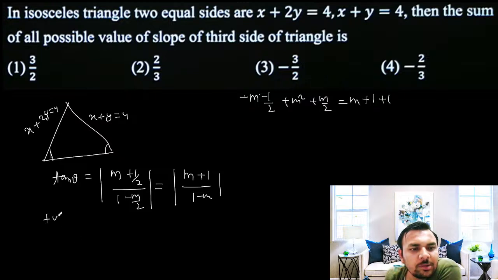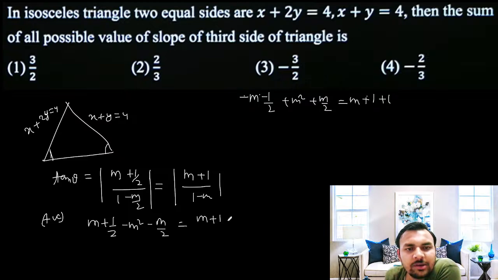So we'll open with the positive sign. So it is m plus 1 by 2 minus m square minus m by 2, m plus 1 minus m square by 2 minus m by 2. Minus m by 2 cancels, m cancels. It will become m square by 2 and minus 1 by 2. So this is not possible.